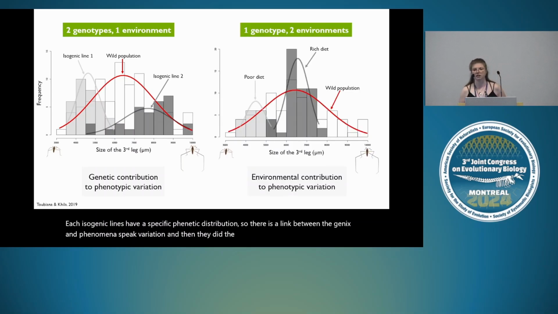And then they did the opposite. They took one of these isogenic lines and put it in two different environments. So here, a nutritional environment during nymph development, and you can see that there are also two specific phenotypic distributions. So there is phenotypic plasticity in this trait.